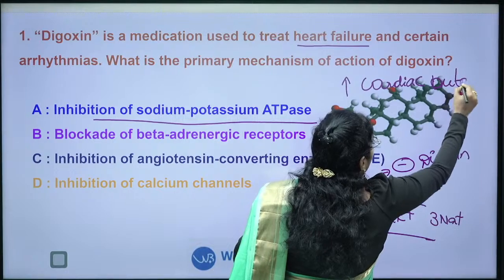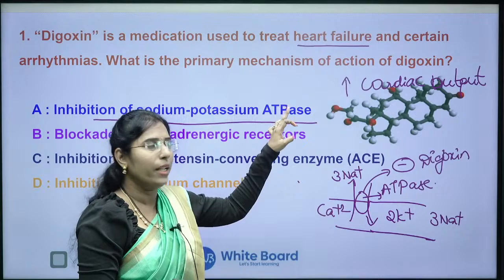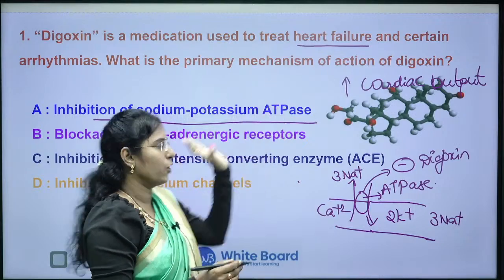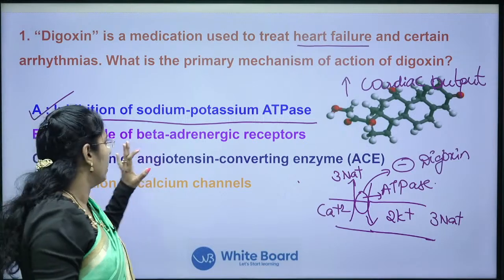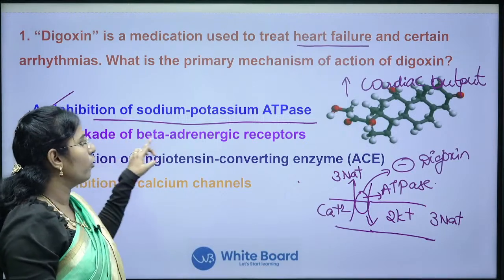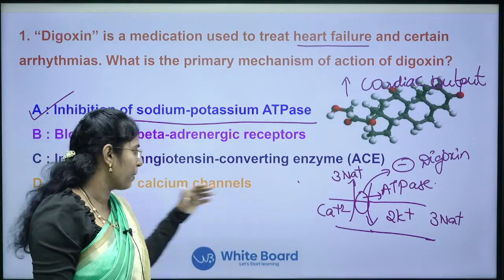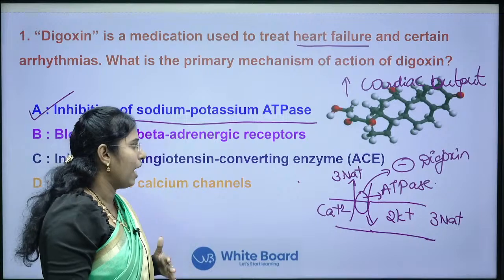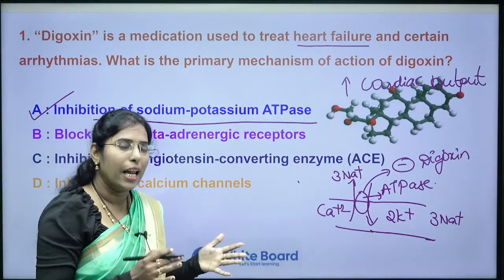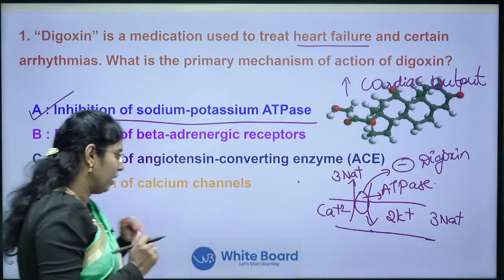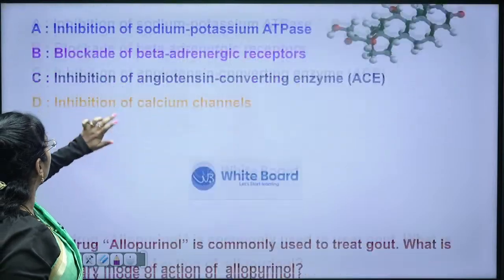This is the main mechanism by which digoxin is used in treating heart failure. So the first answer, A, is the correct option. The other options, blockade of beta adrenergic receptors, inhibition of angiotensin converting enzyme and inhibition of calcium channels, are mainly responsible for vasodilation and help in treating hypertension. Let us go to the next question.